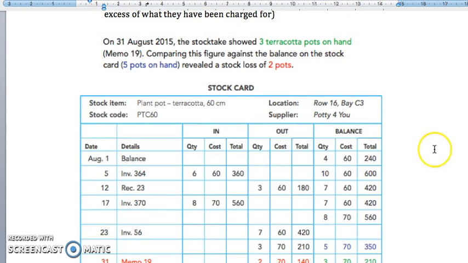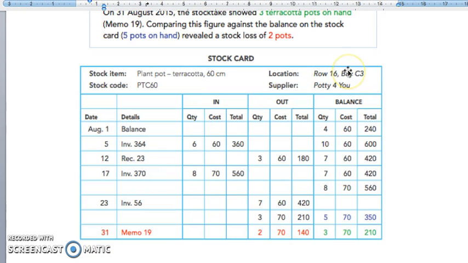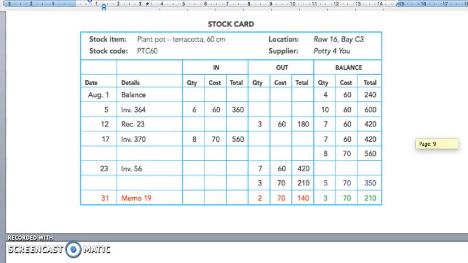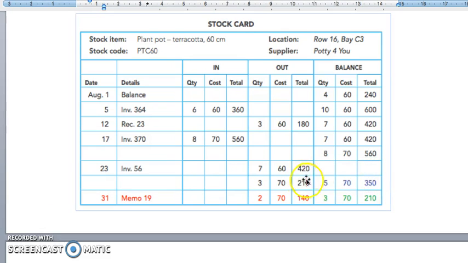So I'm going to go through an example. This is a stock card. On the 31st of August, you have got 3 terracotta pots on hand, memo 19, but in the stock card, there are 5 pots on hand. So we go down to have a look at this. On the 23rd, that's the last time there was a transaction that happened in the stock card. Therefore, as at the 31st, we would expect there to still be these 5 units of stock at hand.